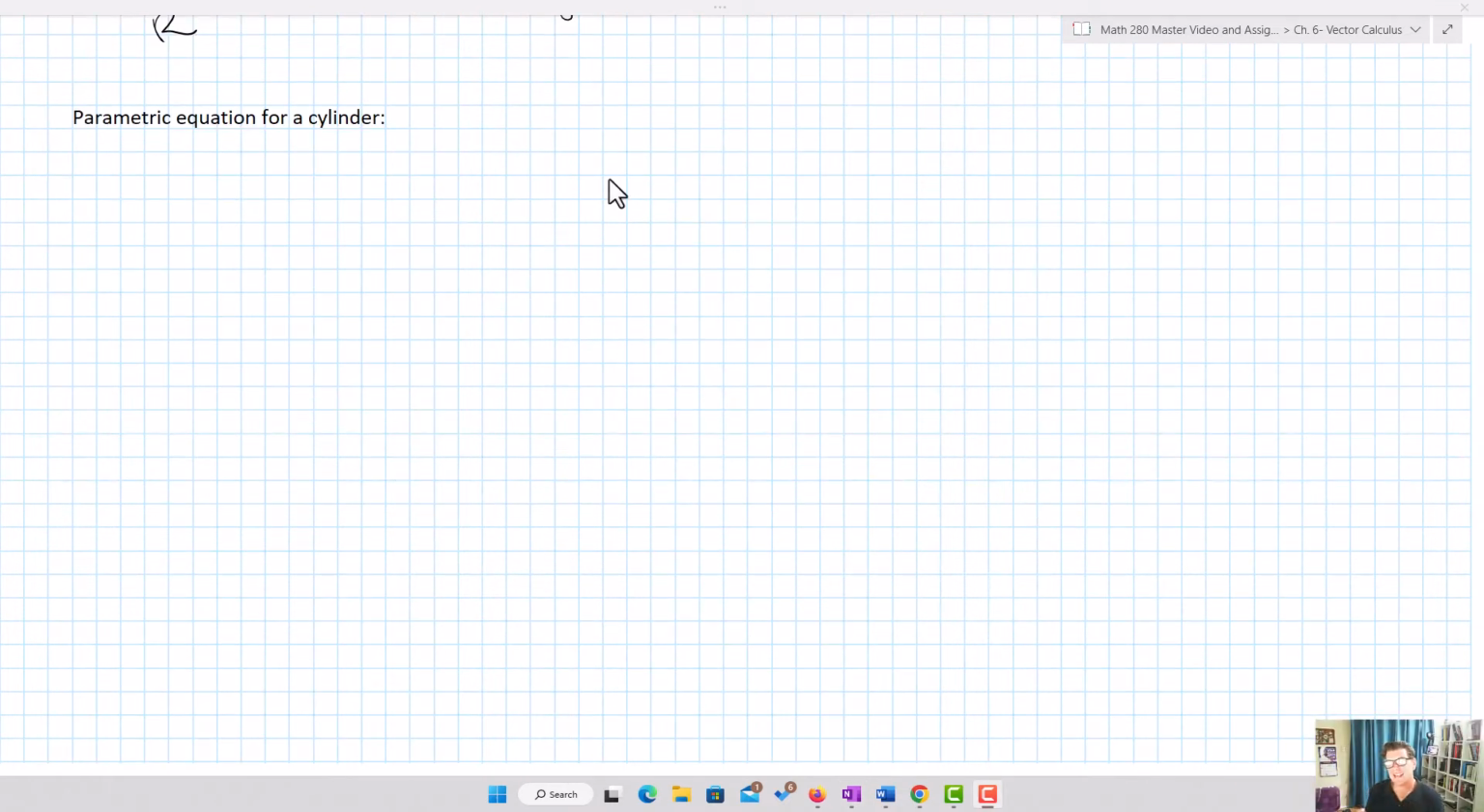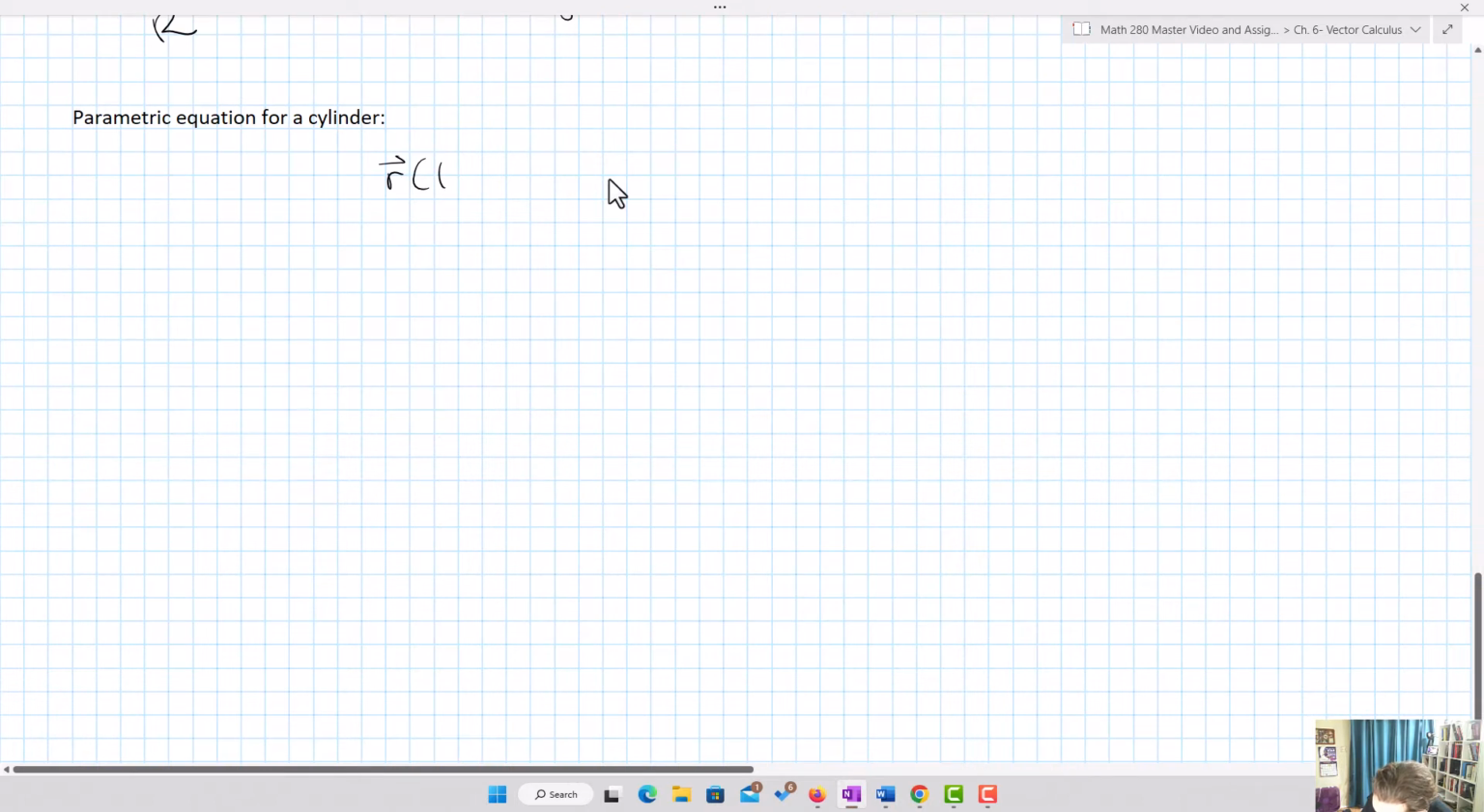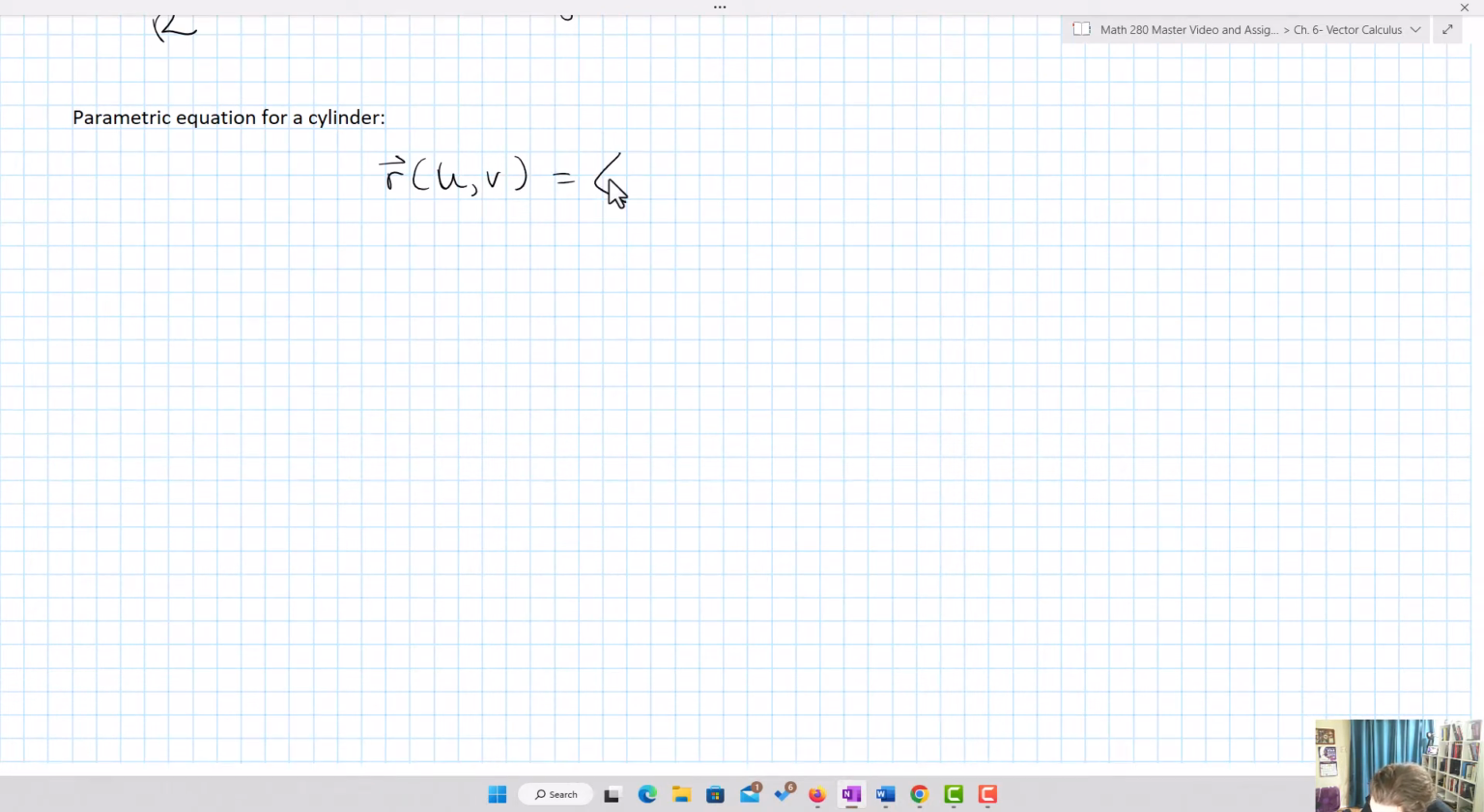So what we can see inside of our last two examples is that we can find the parametric equation for a cylinder. Our cylinder is going to be r of u, v, and that's going to equal r cosine u, r sine u, and then v, where r is the radius of the cylinder. Notice that r is a scalar value.